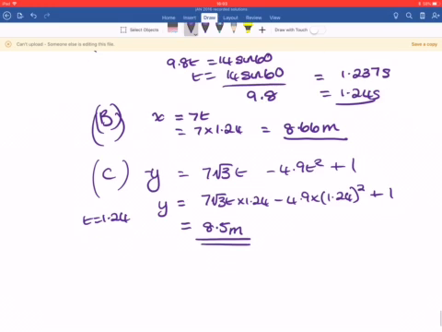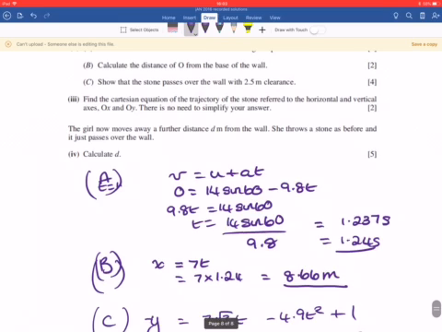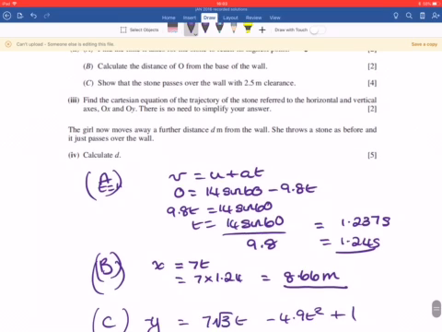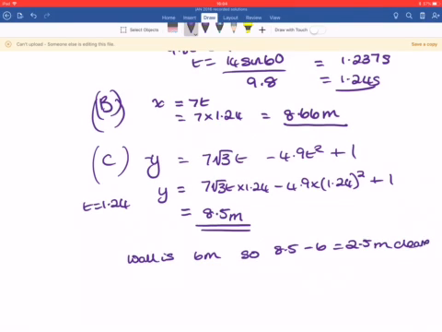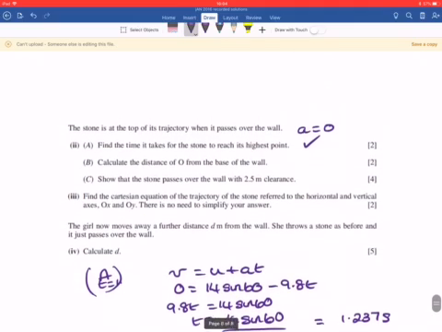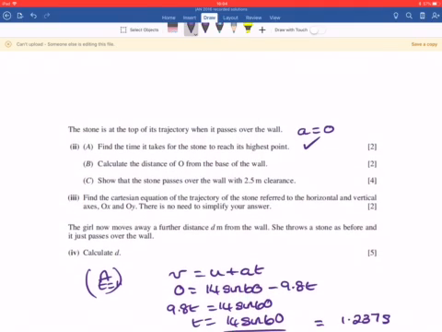Okay, have we quite finished the question though? What did it say? Show that the stone passes over the wall with 2.5 metres clearance. Okay, so the wall is 6 metres, so 8.5 minus 6 equals 2.5 metres clearance. Actually finished the question off. Okay. Part 3, find the Cartesian equation of the trajectory of the stone referred to the horizontal and vertical axes OX and OY. There is no need to simplify your answers.